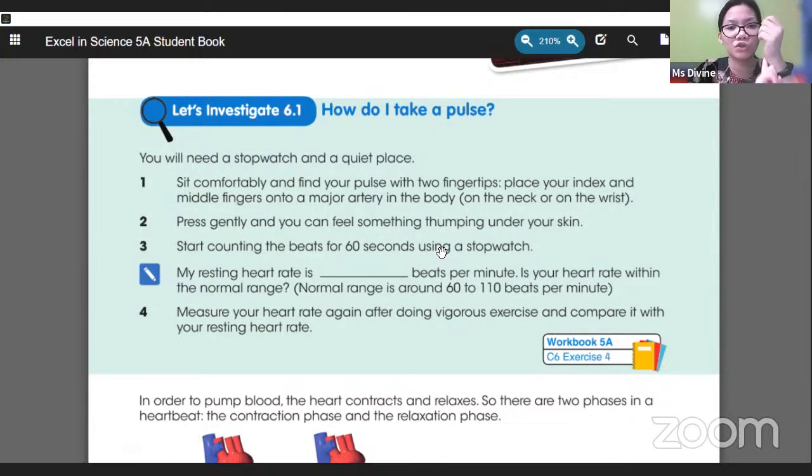Touch with two fingers, or you can use the pulse in your neck. It's easy. Press gently and you can feel something thumping under your skin. Start counting the beats for 60 seconds using a stopwatch. My resting heart rate is blank. The beats per minute is your heart rate. A normal range is around 60 to 110 beats per minute.